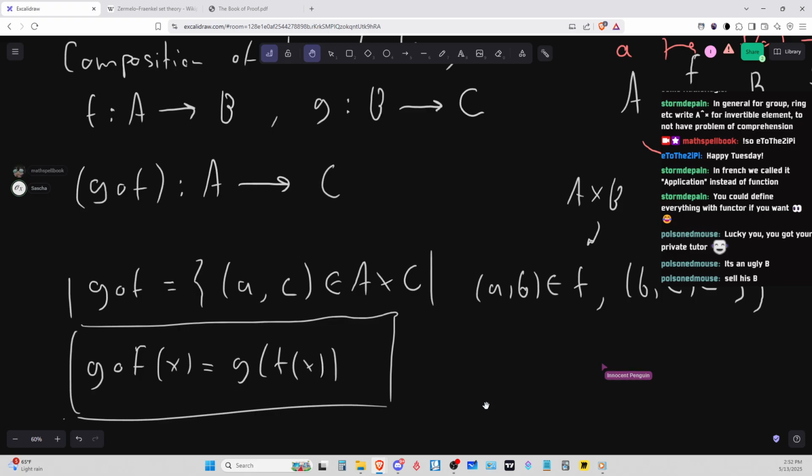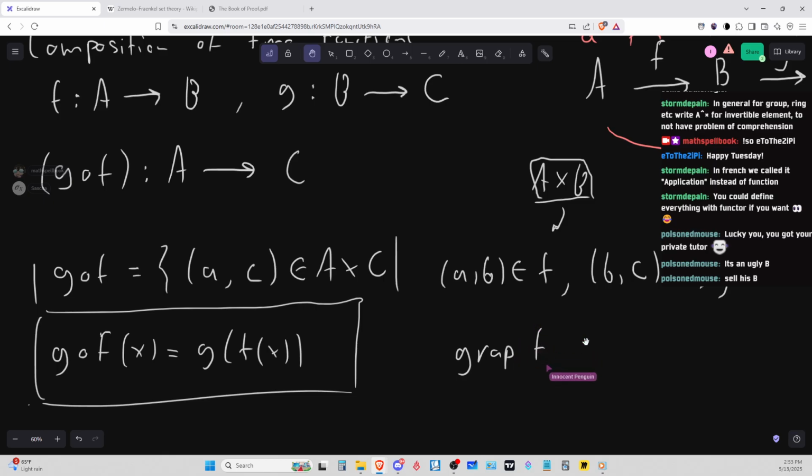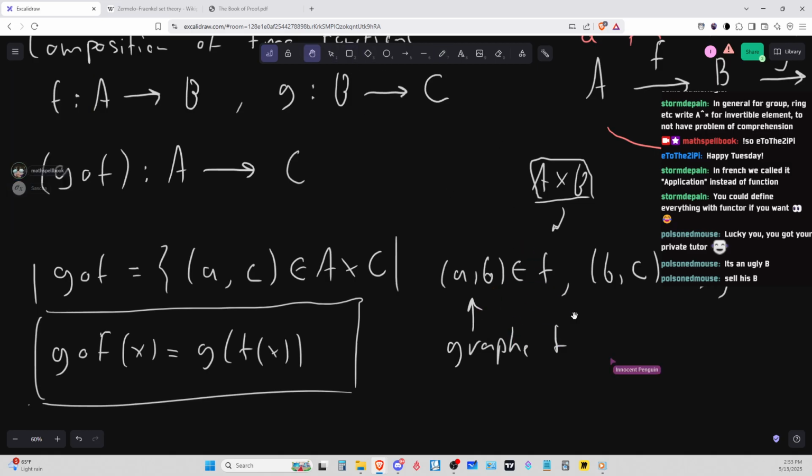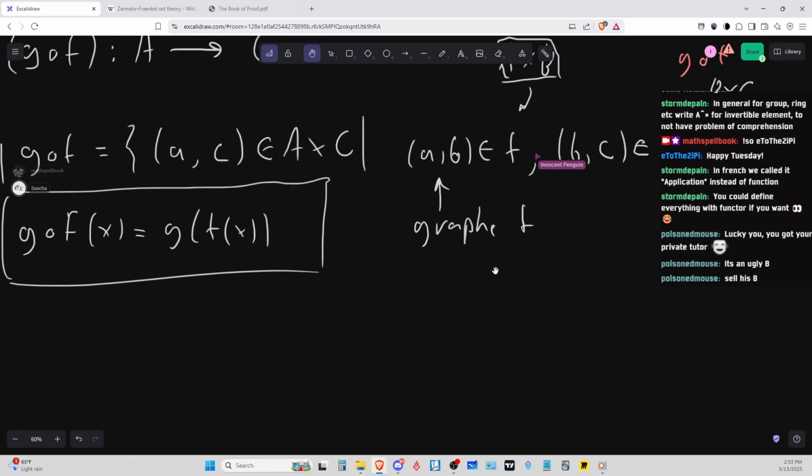Okay. Maybe I can distinguish something. Usually, when people want to refer to this thing living inside of A times B, they don't usually write F. What they do instead is they write graph. Is graph a word in English? Yeah, graph is a word in English. So usually they will use the word graph to denote the ordered pair inside A times B instead of F. That's usually how you avoid the confusion.